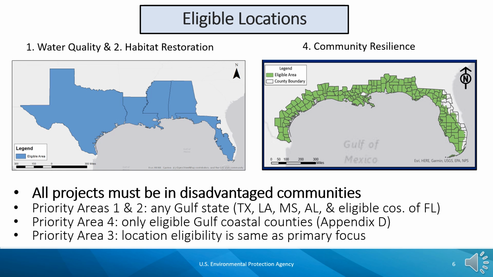Since Priority Area 3 for environmental education can be a part of any project but not the primary focus, eligible project locations are the same as the primary focus. In other words, if community resilience is the focus, education projects must also be located in the eligible Gulf coastal counties.